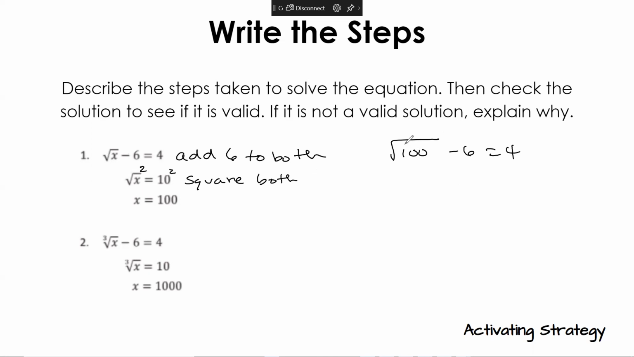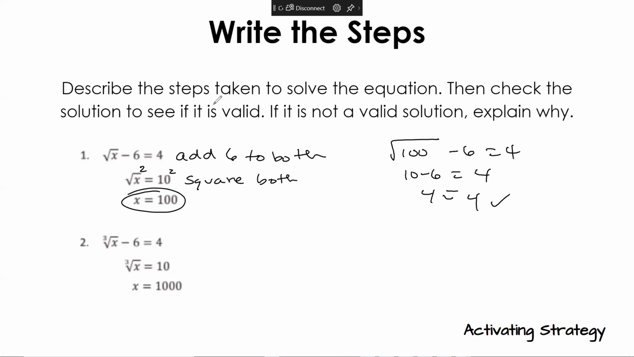do we get 4? Well, what's the square root of 100? 10 minus 6 is 4. And it works. Fantastic. Why? My handwriting, absolutely tragic. Okay. So yes, this works. All right, trying the next one.